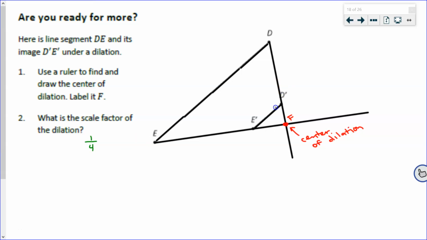So if you see that 4 of them fit, and we can go 1 times 4, we use that information to figure out, okay, what am I multiplying by to go this way, since that's the real way that I'm dilating. I'm shrinking it. That would be multiplying by 1/4, the reciprocal.